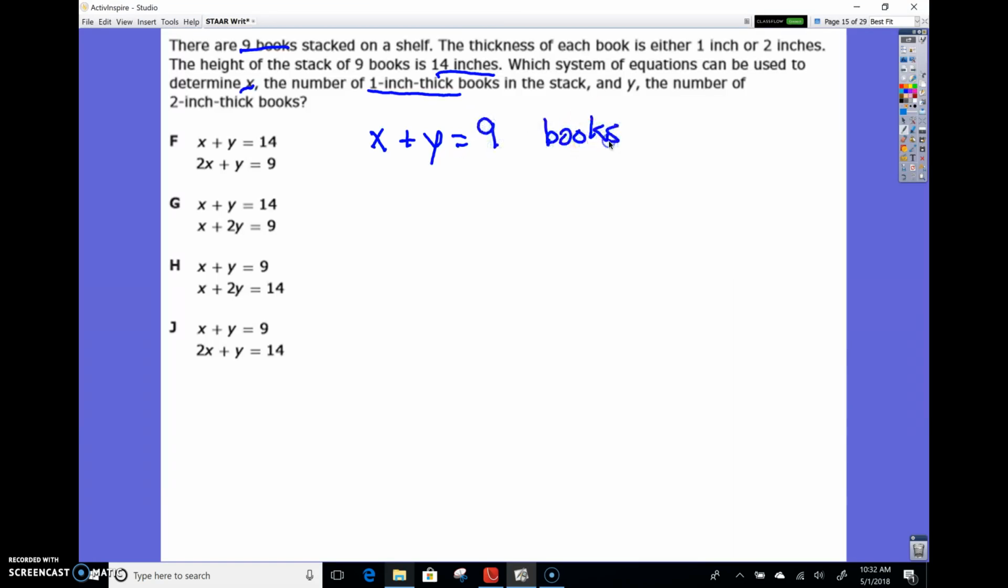This second part is we're talking about inches. I have 1 inch books, so that's 1x, plus 2 inch books, which is our y, and it equals a total of 14. Remember, this is our old total problem. x plus y equals 9, x plus 2y equals 14.